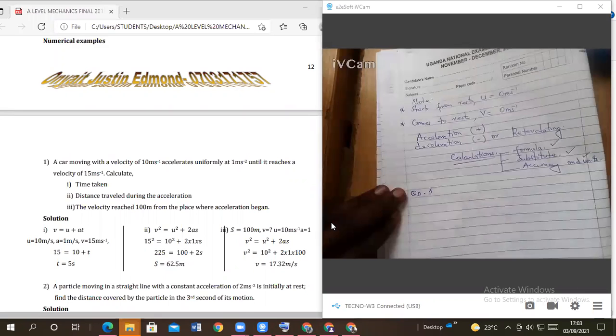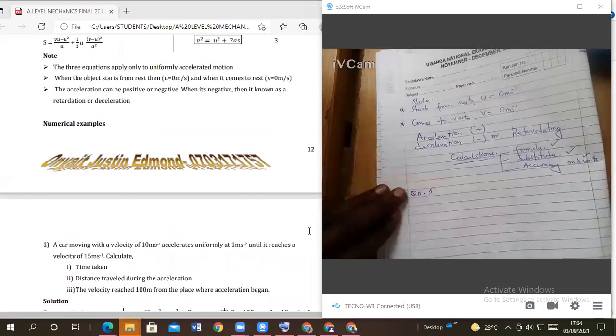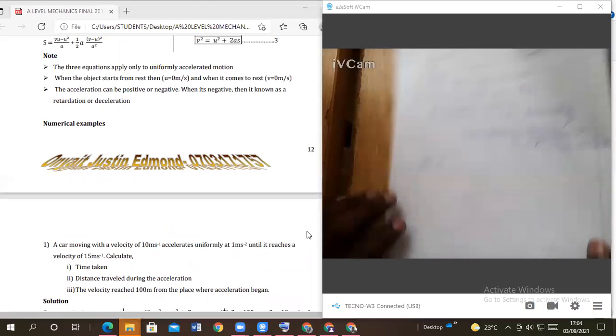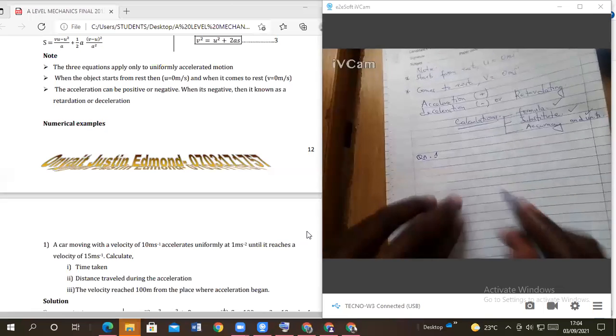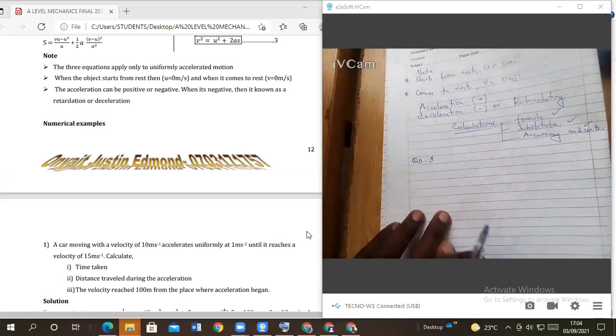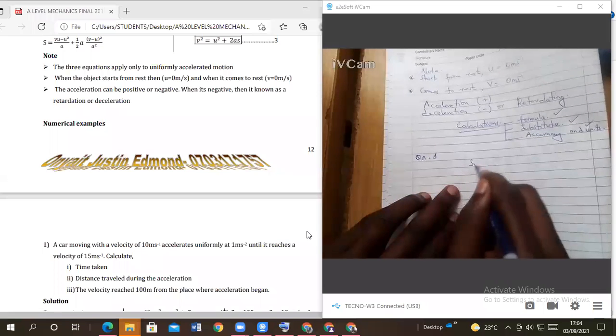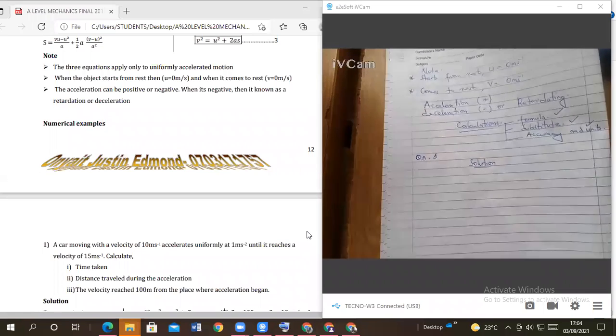Question number one. Nalubega, can you read the question fast, to show that you are not sleeping? A car moving with a velocity of 10 meters per second accelerates uniformly at 1 meter per second squared until it reaches a velocity of 15 meters per second. Calculate one, the time taken; two, the distance traveled during the acceleration; and three, the velocity reached 100 meters from the place where acceleration began. Okay, good. So, solution.